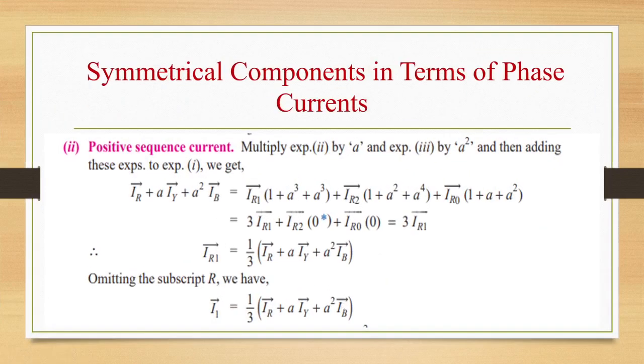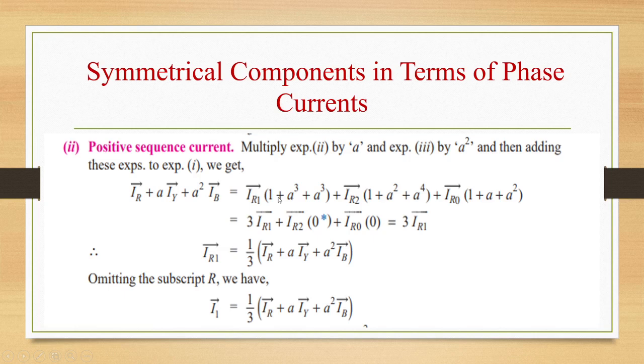Second is positive sequence current. Multiply expression 2 by A and expression 3 by A square, and add these to equation 1. So IR plus AIY plus A square IB is equal to 3 IR1. After substitutions, A power 4 becomes A cube into A, and A cube is 1. So A plus 1 plus A square is 0.